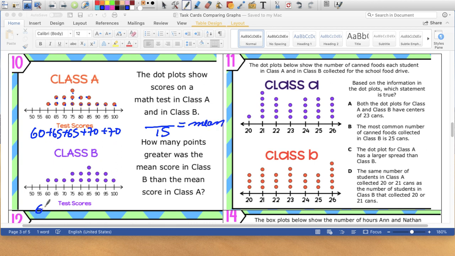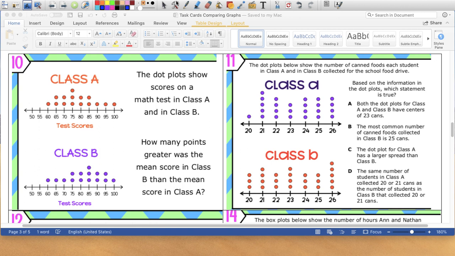Same thing here. You're going to do 60 plus 65 plus 70 plus 75 plus 75 plus 80 plus 80 plus 80 plus 85 plus 85. Add them up and then divide by the number of scores. And find the mean. And then you're going to tell me which one is bigger and by how much. I'm just going to leave it like this because you can do that by yourself.